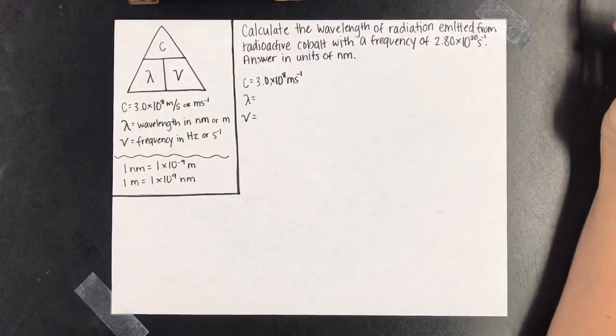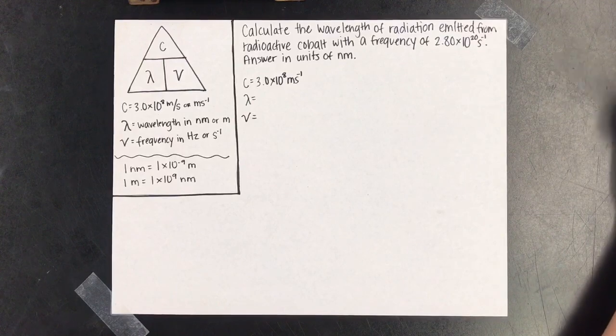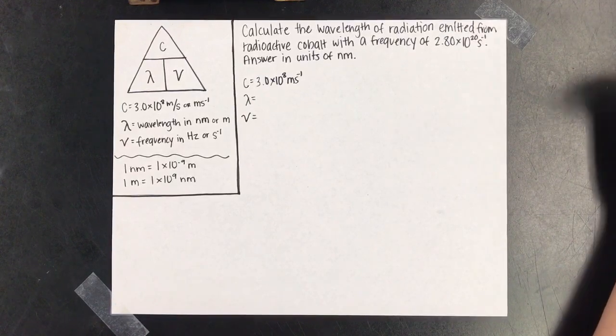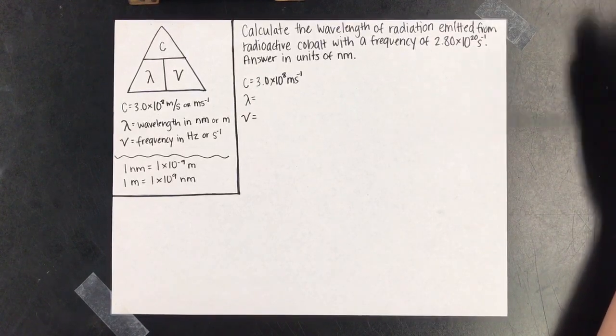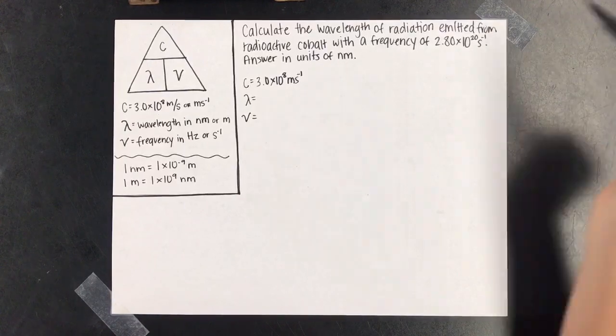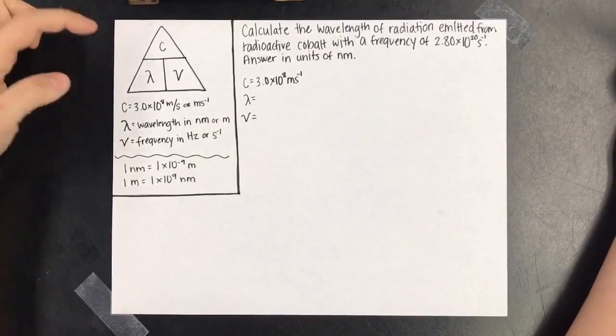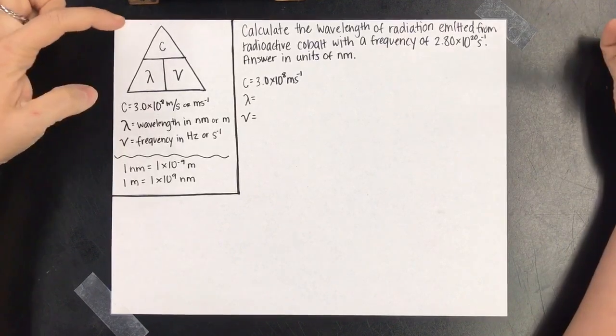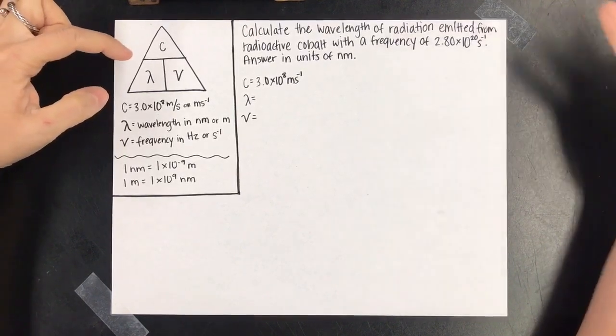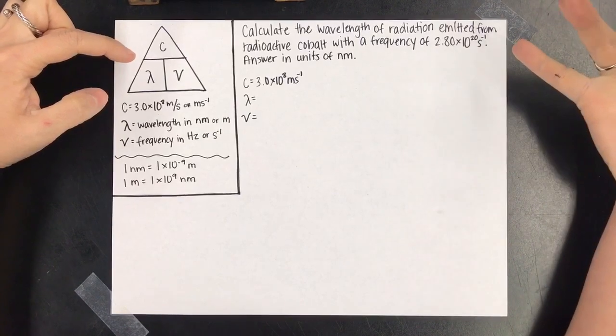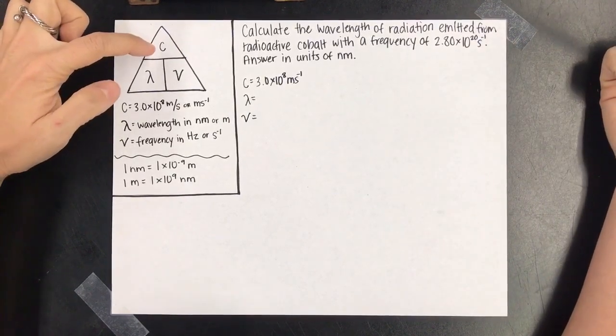Alright y'all, so as promised, here is a video that's going to help with calculating wavelength and frequency. As you can see here on our left hand side, this is what you have in your notes. This triangle is going to help us figure out how to manipulate our equation based on what variables are in the problem. So here on top we have C.